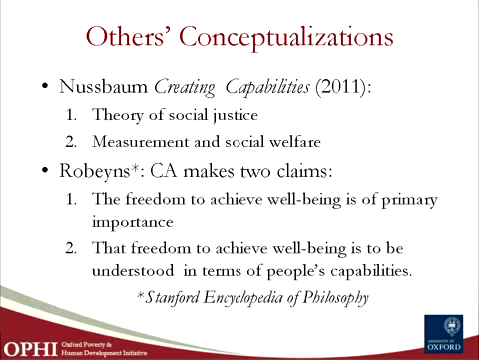She argues in that book that the capability approach has two primary uses. One is to create a theory of social justice, and that is the work that she has advanced in her own research. And the other is to address issues of measurement and of social welfare, and that's the work that Sen has addressed. As I said, I've focused on Sen's writings in this presentation, and Nussbaum's are slightly different in a number of different ways.